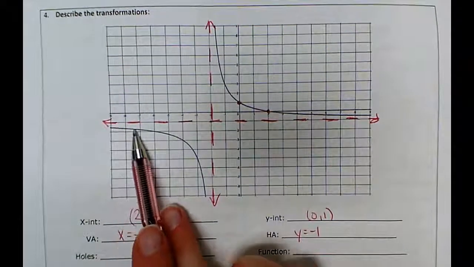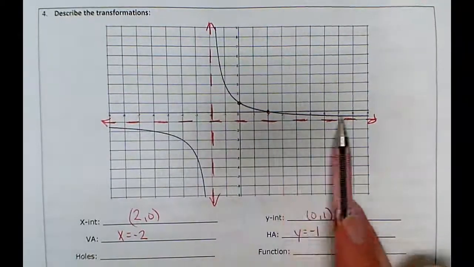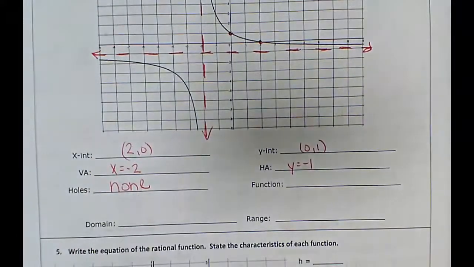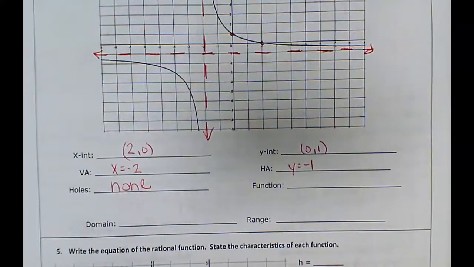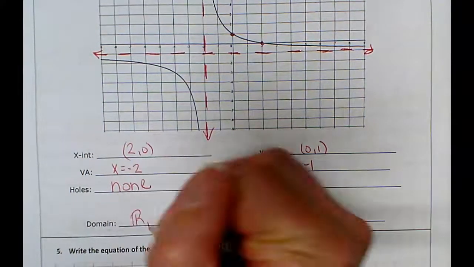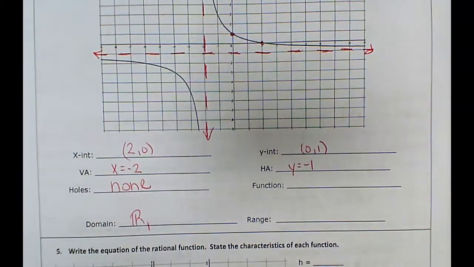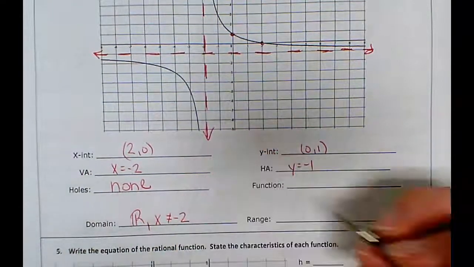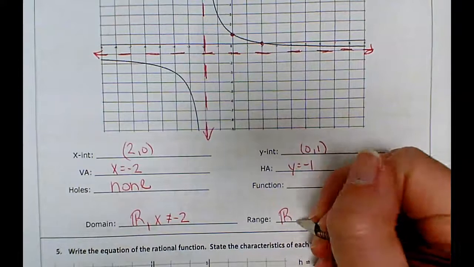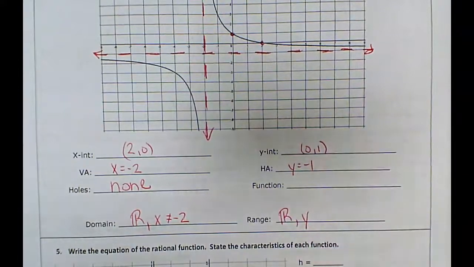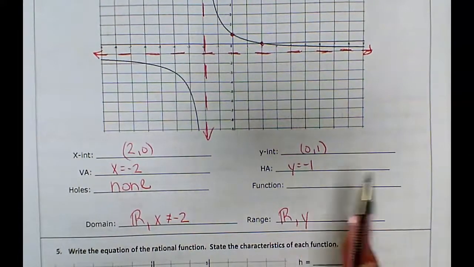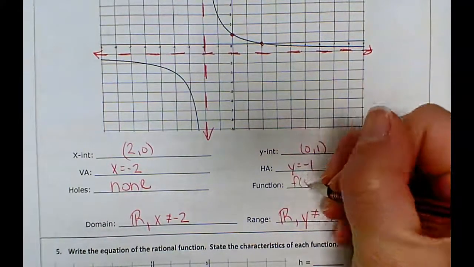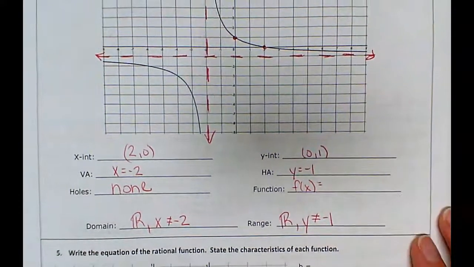I check the hyperbola. It doesn't look like there are any open points, so there are no holes. The domain is all real numbers, except any x values for an asymptote or a hole. So that would be -2. I've got to take that out. The range is all real numbers, except for any y values for an asymptote or a hole. So there's no holes, but I've got to take -1 out. And the function, we'll write that in just a moment once we talk about the transformations.